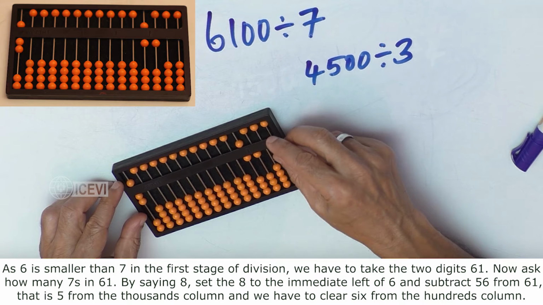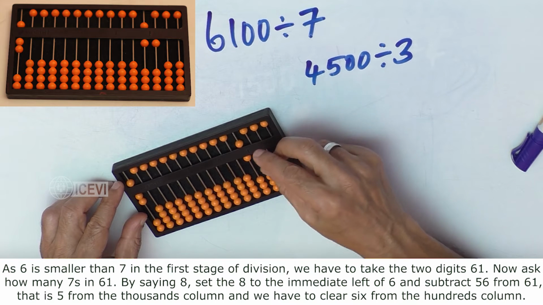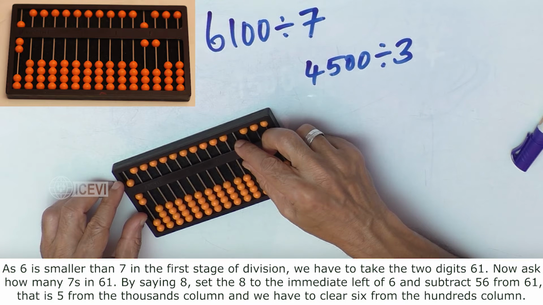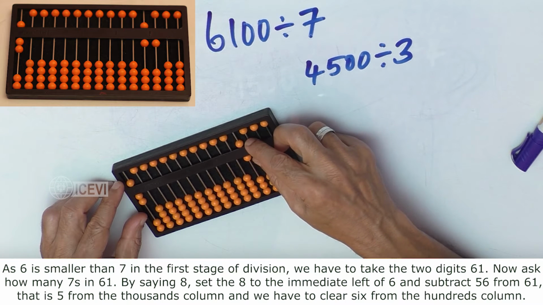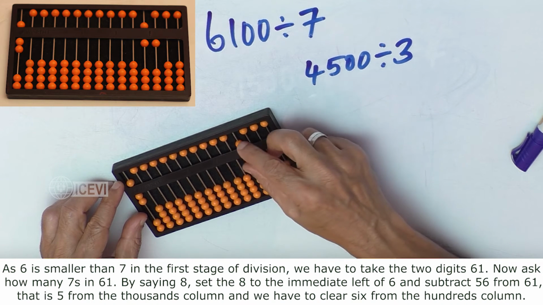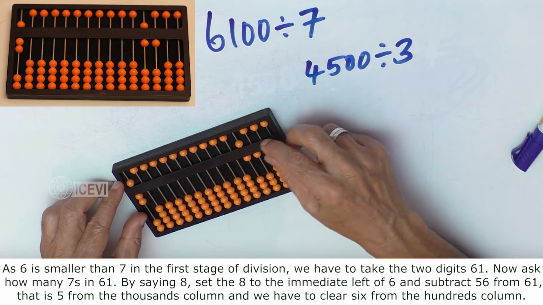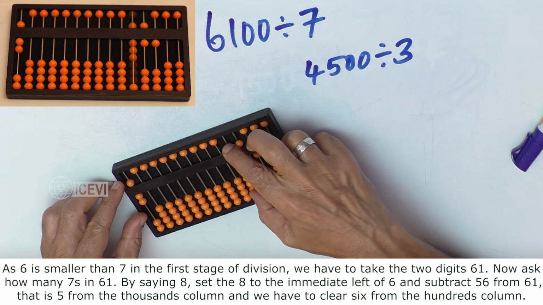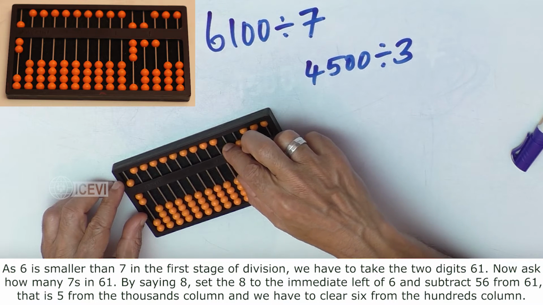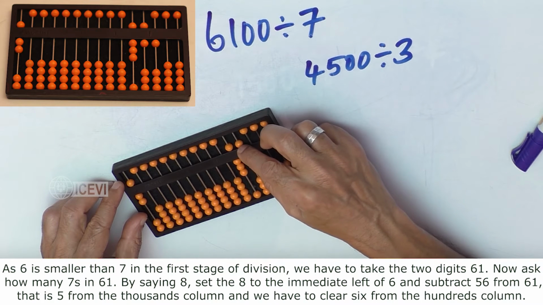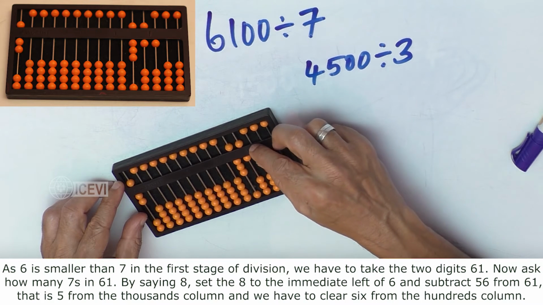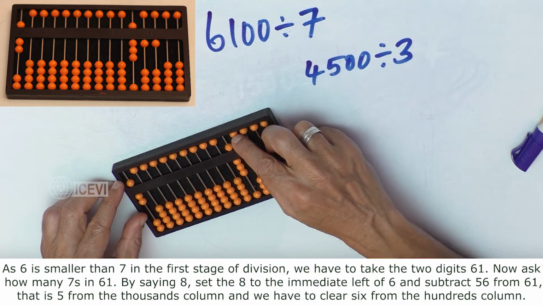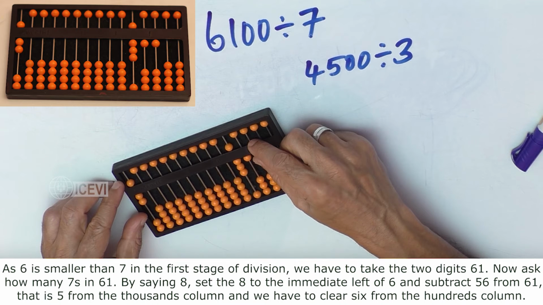As 6 is smaller than 7, in the first stage of division we have to take the 2 digits 61. Now ask how many 7s in 61? By saying 8, set the 8 to the immediate left of 6 and subtract 56 from 61, that is 5 from the thousands column, and we have to clear 6 from the hundreds column.